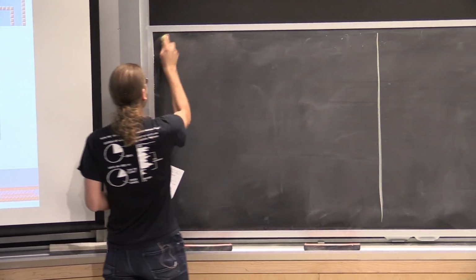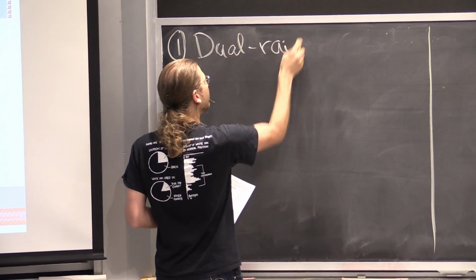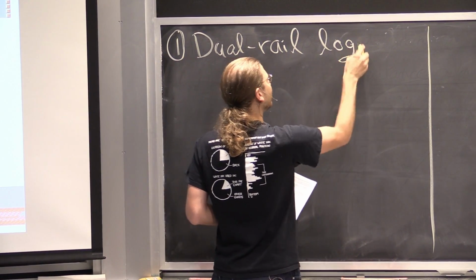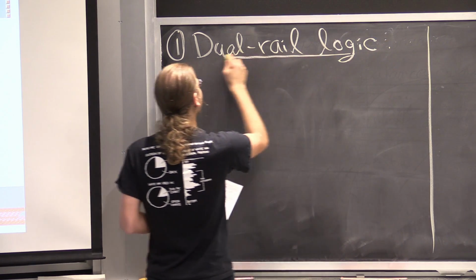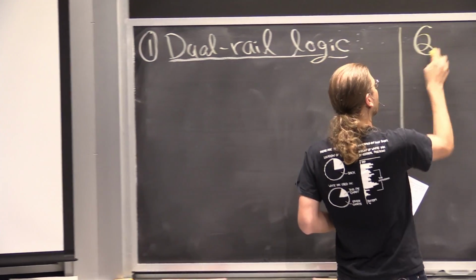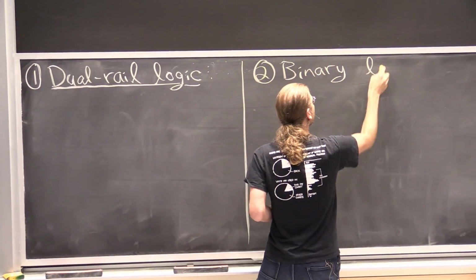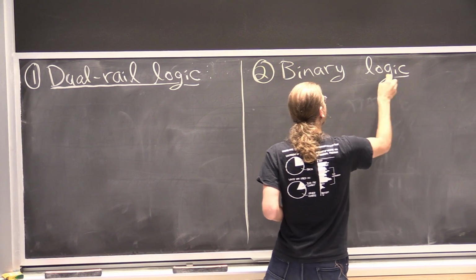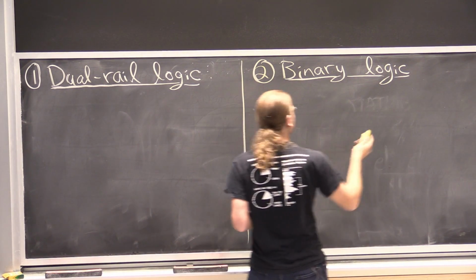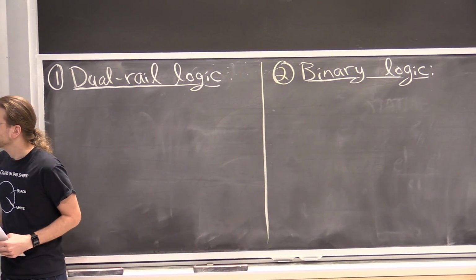So approach one, I'm going to call dual rail logic. These are not the usual names. We're making up names here. There aren't really names for these types of reductions. And the other type I'm going to call binary logic. These names come from actual circuit stuff, real hardware.